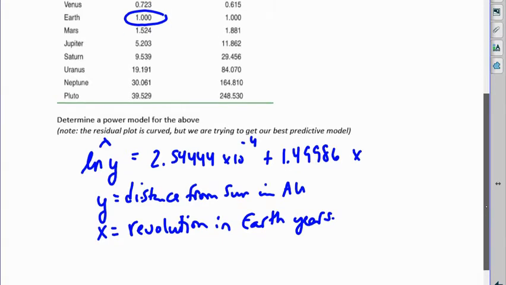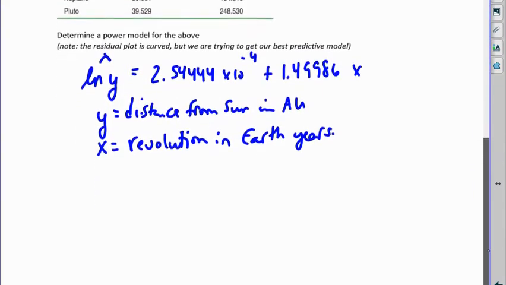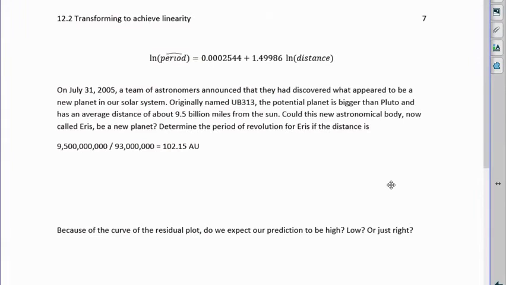And so then if I want to use this model to make a prediction, what I want to do now is use this model that I just came up with using natural logs, and make a prediction for a new potential planet that's out past Pluto. It's at a distance of 9.5 billion miles from the sun, and we're wondering if this new astronomical body could be a new planet. So we want to determine the period of revolution for this potential planet.